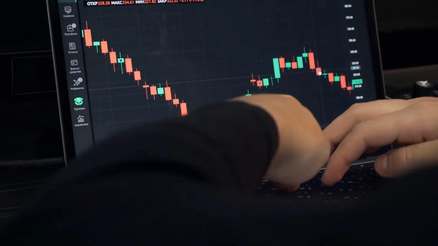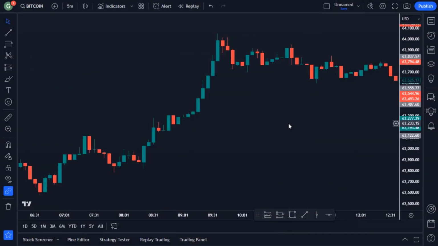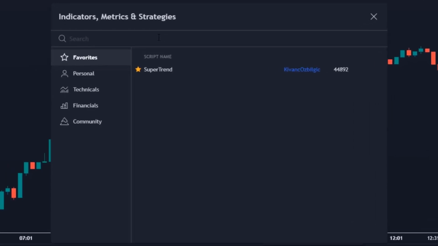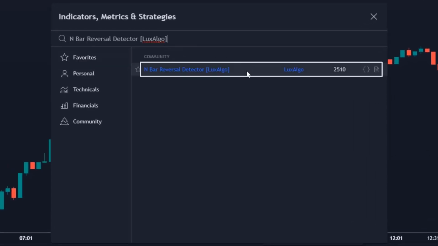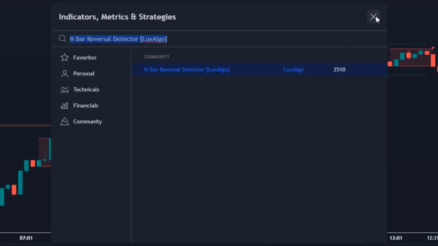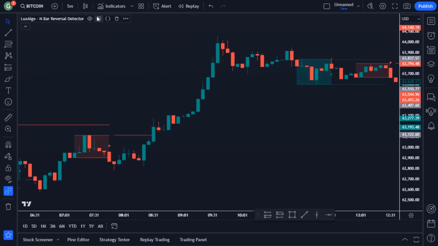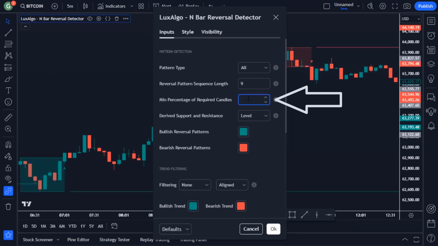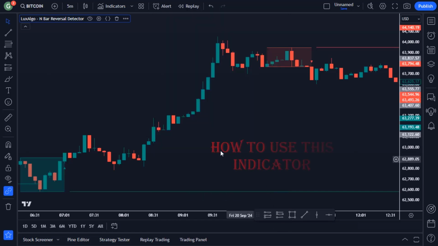To add this indicator to your chart, we have to go to TradingView. We click on the Indicator tab, and we search N-bar reversal detector, this one which is written by LuxAlgo. Now we have to change some settings. First, in the Input tab, we change reversal pattern sequence length from 7 to 9, and now we change min percentage of required candles from 50 to 40, and here everything is fine. After that, click OK.